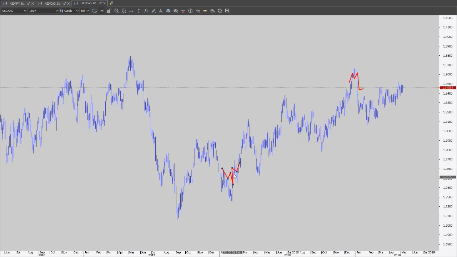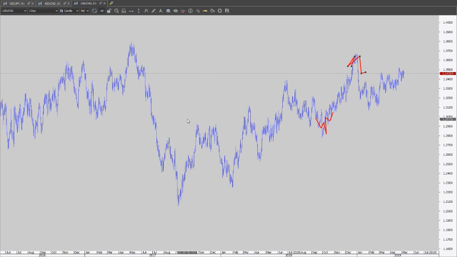Crown reversal. Every time the market changes from the uptrend to the downtrend and vice versa, you should see a crown.